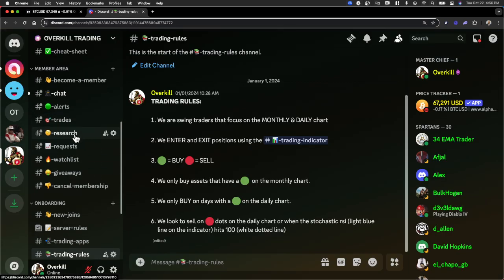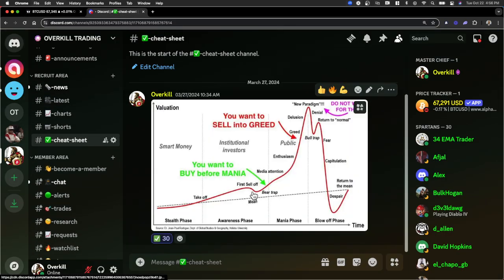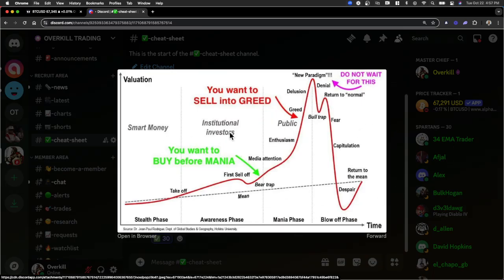That's why 90% of traders do not last, because they don't know what they're doing. Look at this chart here in the Discord. This is called the cheat sheet. You're either buying when all the retail are buying, or you're buying when the smart money's buying. The smart money is the billionaires, the trillionaires, the investors, the institutions, the politicians. They know what's going to happen before we do. We're just the little guys. We're just the sheep.